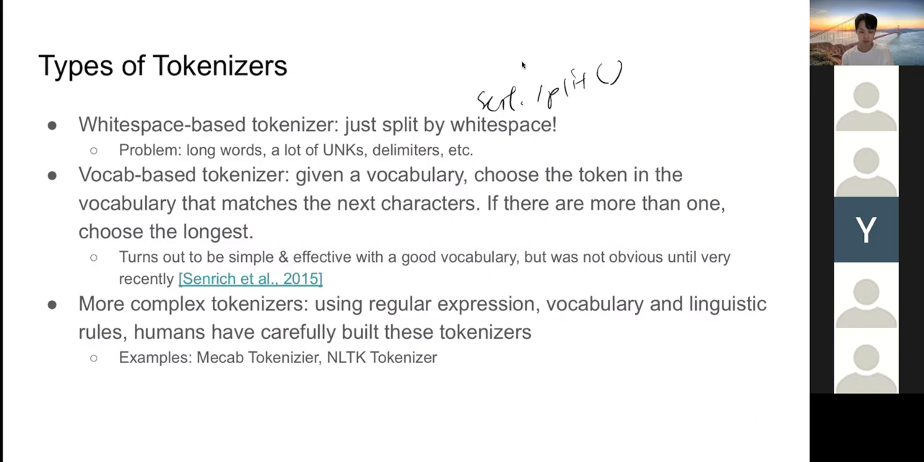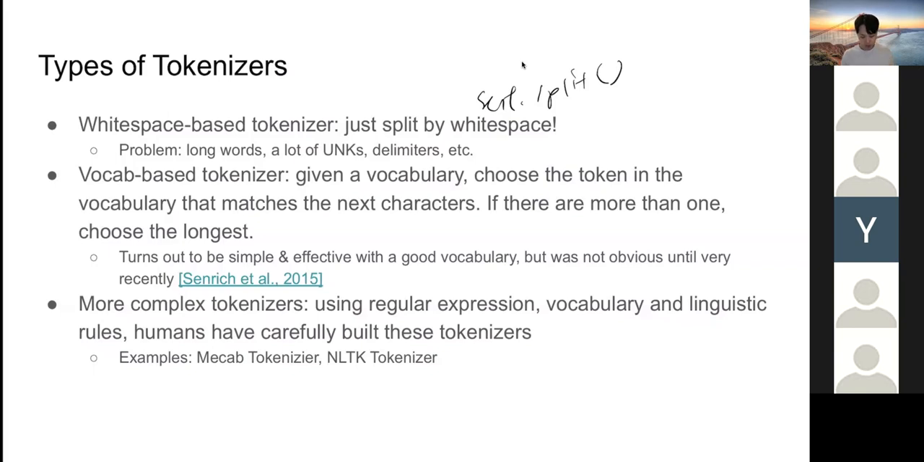Then probably you can cover 99% of characters. And it turns out to be very simple and effective with a good vocab. What's not so obvious is that this wasn't understood until very recently. So if you thought about this independently, that's very good, because people were not able to think of that like 6 years ago. Or to be more exact, people thought about it, but they never thought it would be so effective.